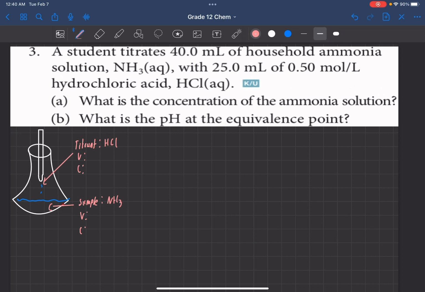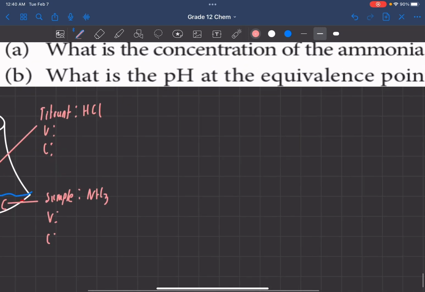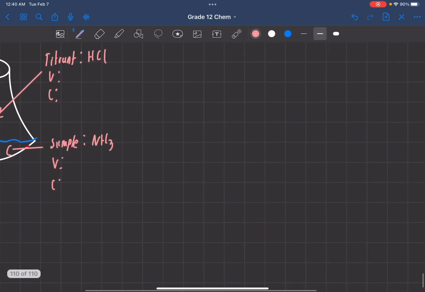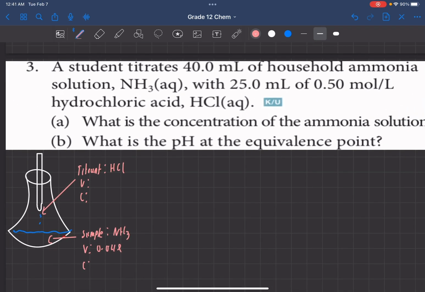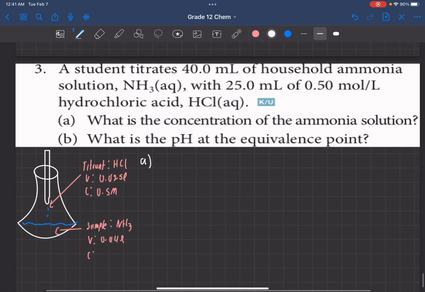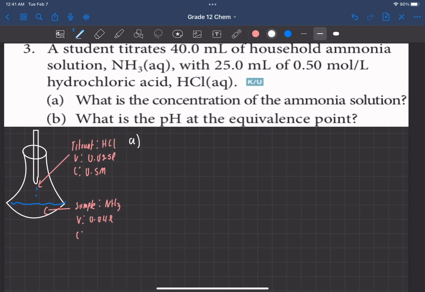Okay, so question 3. A student titrates 40 milliliters of household ammonia. So our ammonia is our sample, and we have 0.04 liters or 40 milliliters. He or she does this with 25 milliliters of 0.5 molar hydrochloric acid, so 0.5 molar and 0.025 liters. Part A wants us to find the concentration of the ammonia solution.